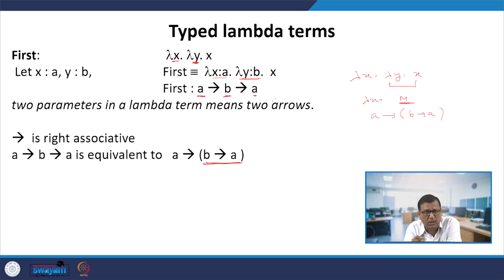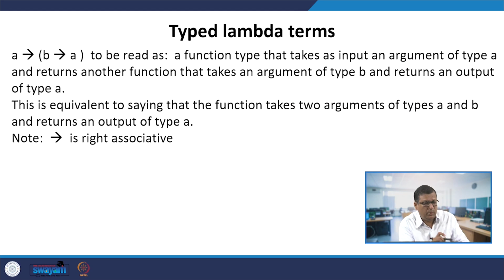So the rule is applicable here as well. A arrow B arrow A is to be read as a function that takes as input an argument of type A and returns another function that takes an argument of type B and that returns output of type A. This is called currying. This is equivalent to saying that a function takes two arguments of types A and B and returns a type of A. That means this parenthesis may be removed as well.